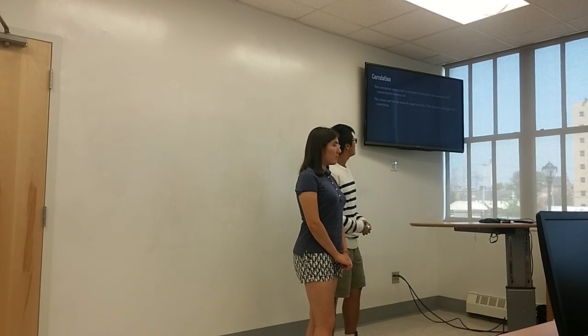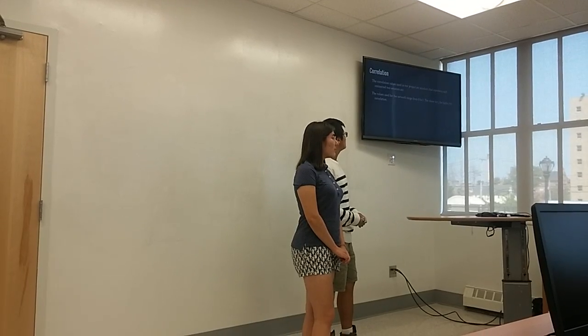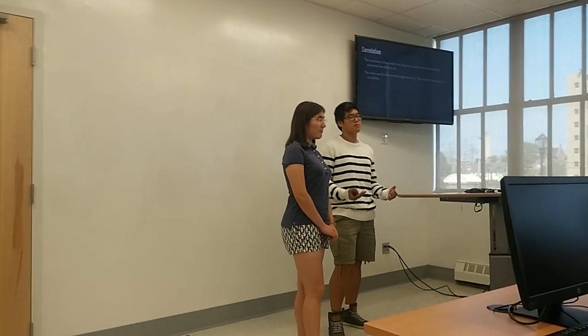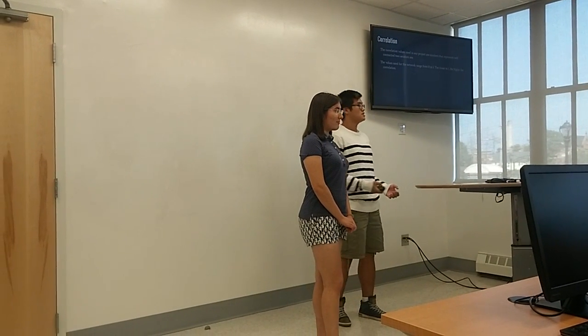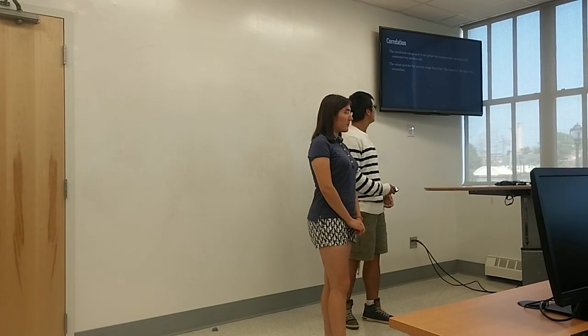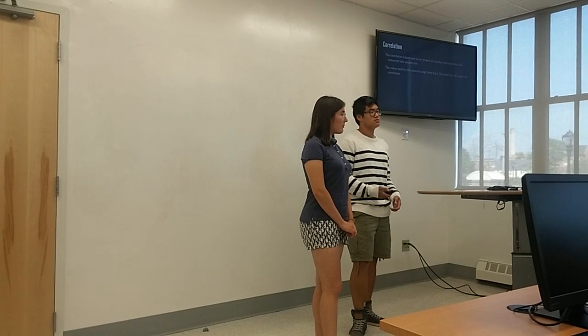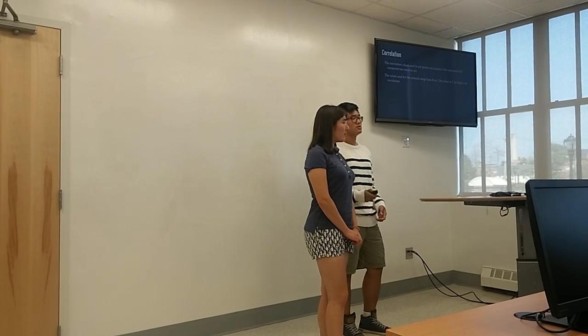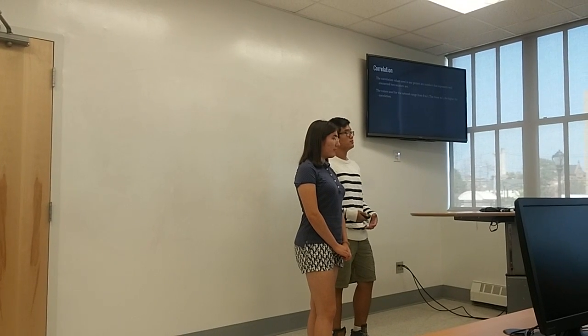Okay, so correlation values represent how closely related two parts are. In this case, the two parts would be the senators. These values range from 0 to 1 and are decimal values. The closer the value was to 1, the more correlated they were.